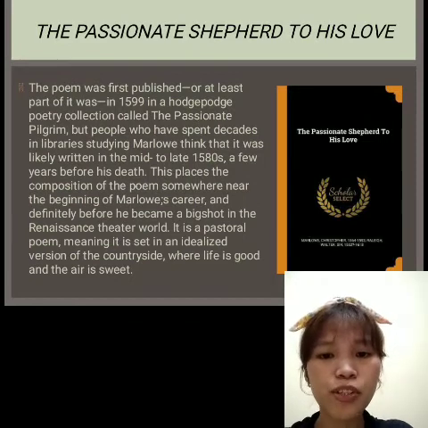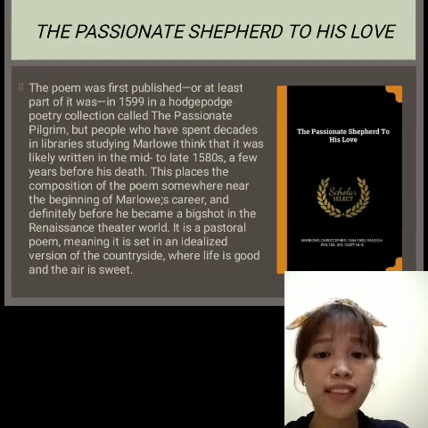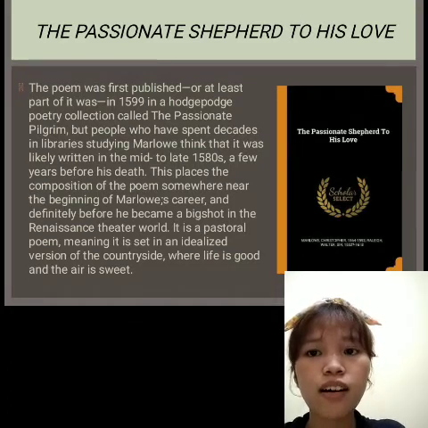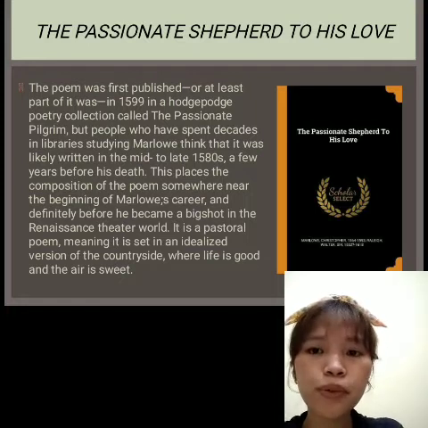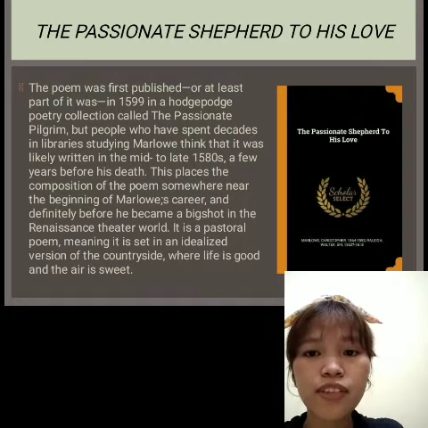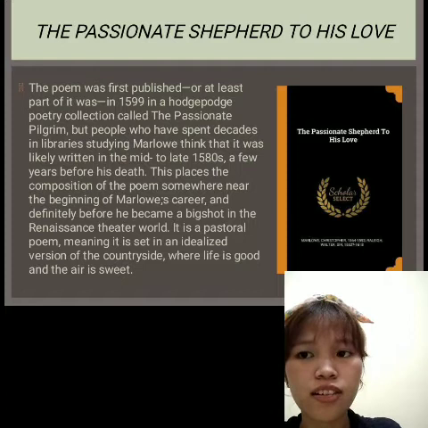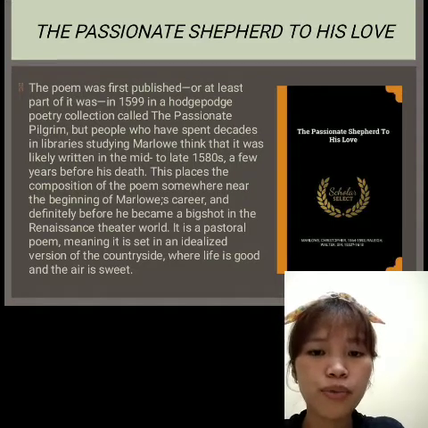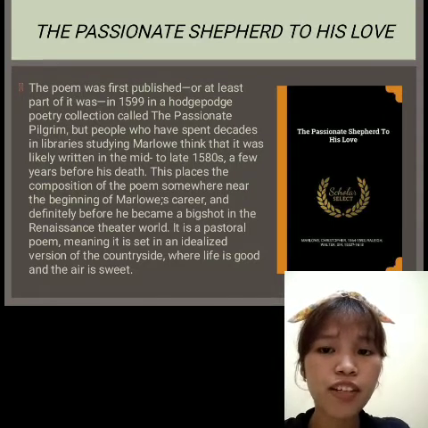The Passionate Shepherd to His Love was published, or at least part of it was, in 1599 in a hodgepodge poetry collection called The Passionate Pilgrim. But people who have spent decades in libraries studying Marlowe's work think that it was likely written in the late 1580s, a few years before his death. This places the composition of the poem somewhere near the beginning of Marlowe's career, definitely before he became a big shot in the Renaissance theater world.